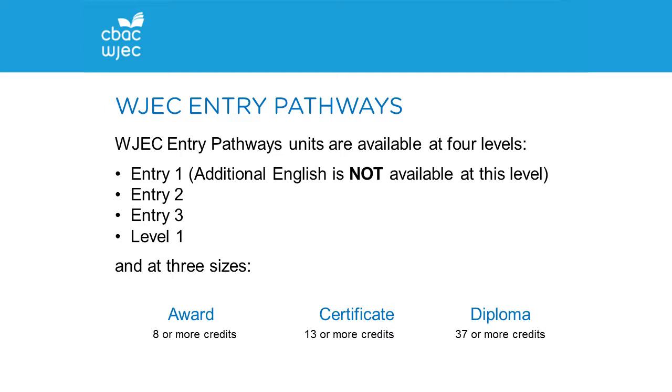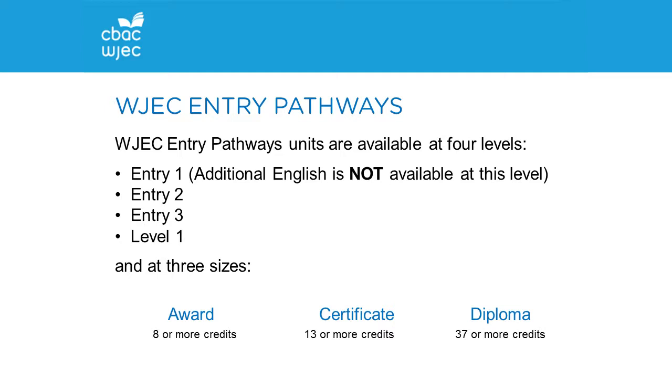WJEC Entry Pathway units are available at 4 levels: Entry 1, 2, 3 and Level 1. It is worth highlighting that Additional English is not available as a qualification at Entry 1 or Level 1. This refers to the level or demand of the qualification.